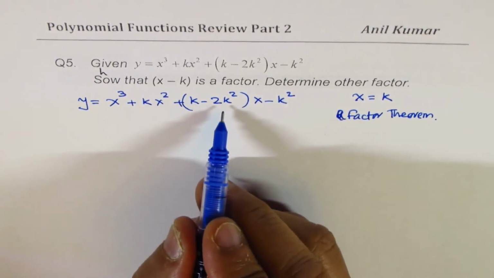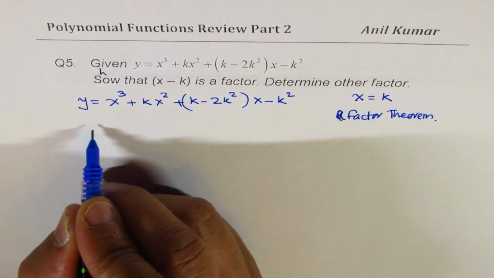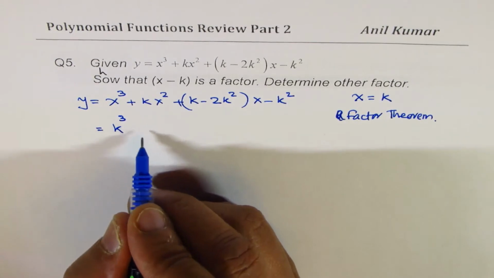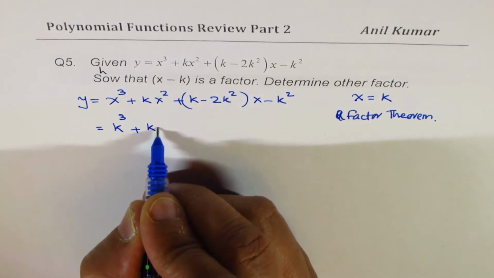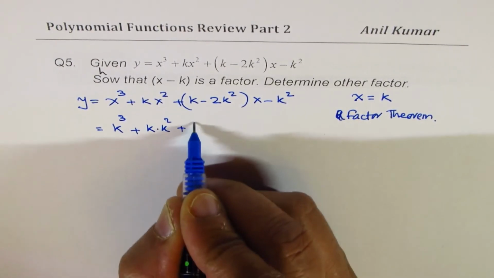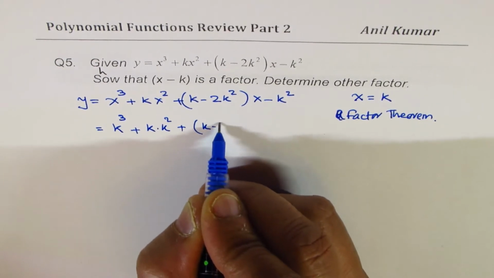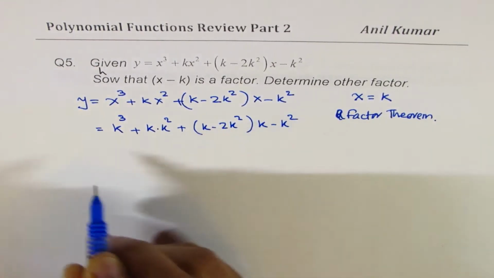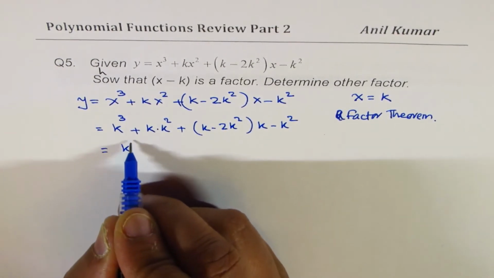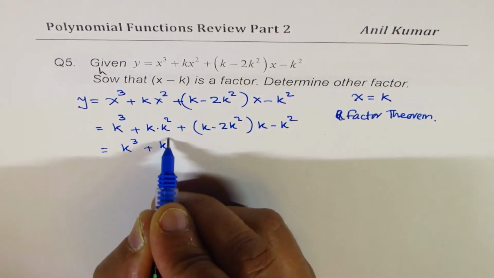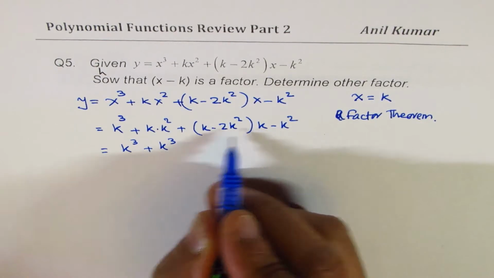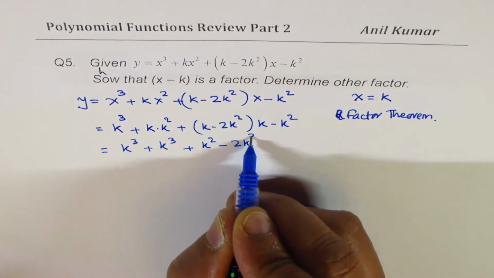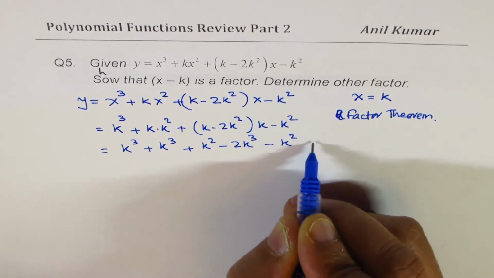Okay, so let's substitute k for x. So what do we get? We get k cube plus k times k square plus k minus 2k square times k minus k square, right? So that gives you k cube plus k cube. Let's open this bracket. We get plus k square minus 2k cube and minus k square.